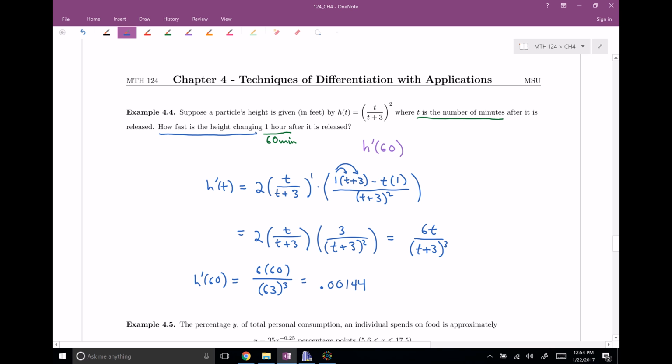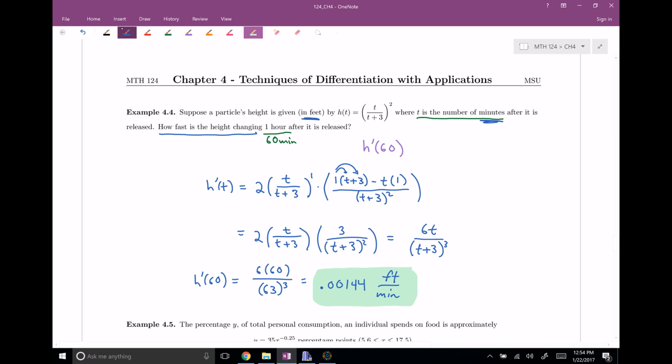So the height here is feet, and the time units is minutes. So therefore the derivative is going to have units of feet per minute. Right? So that's how fast the height is changing 1 hour after it's released. It's barely changing at all, but it's changing at 0.00144 feet per minute. So it's important to include our units here. Remember, the units of the derivative are the same as the units of the average rate of change, right? Units of h divided by the units of t.